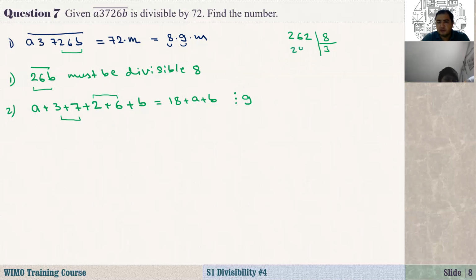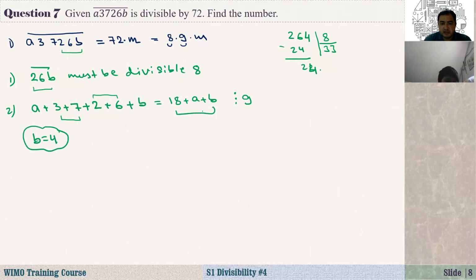Next number, how about 262? 3 times 8 is 24. And subtract this, 22. Also, it's not divisible by 8, because of this 2, right? If I write 4 here, then it will be divisible by 8. So 264 is divisible by 8. 3 times 8 is 24, here we have 24, and the remainder is 0. So that means that now I know the value of B. What is the value of B? B is equal to 4.